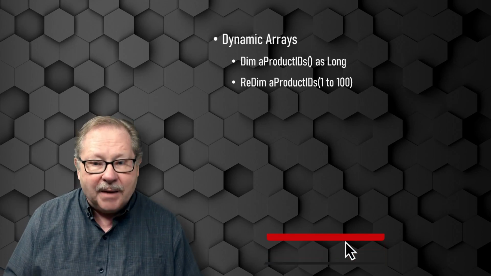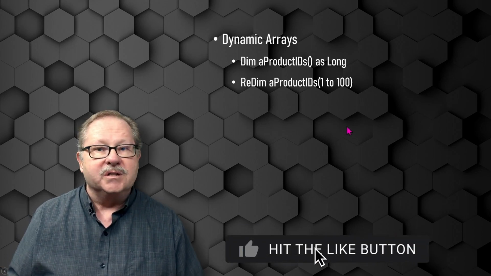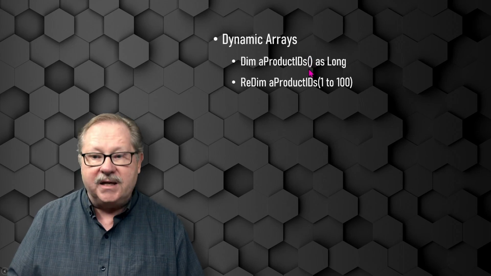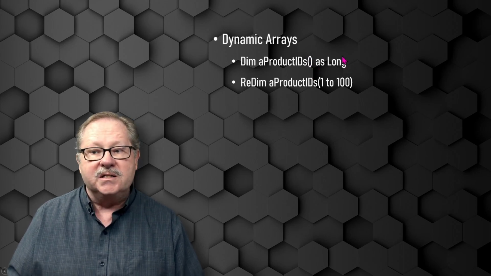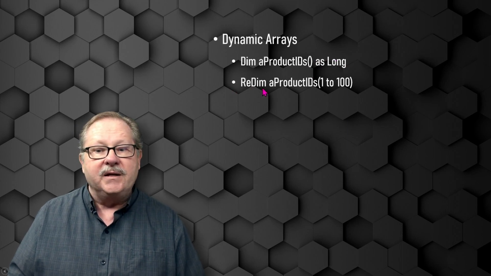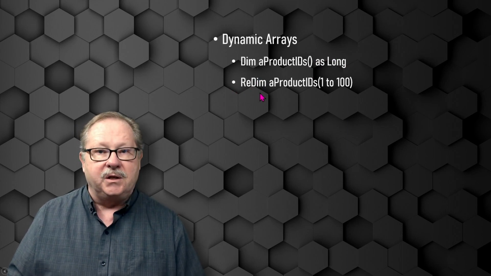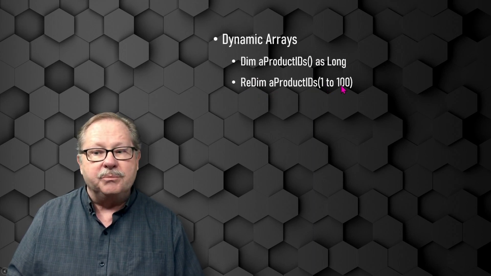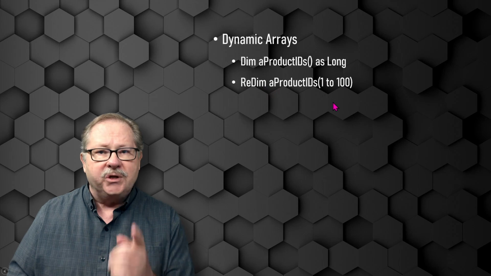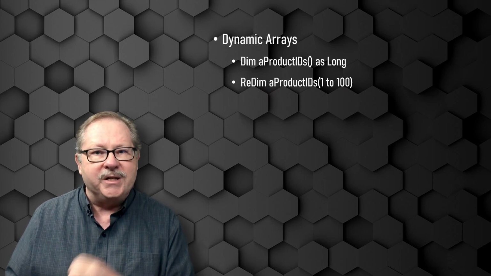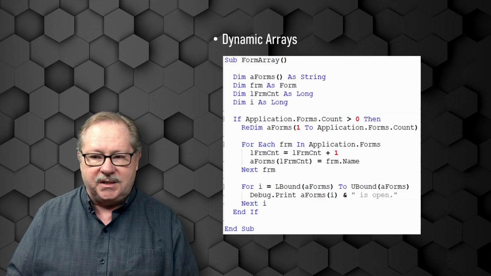So dynamic arrays are dimensioned without a number in the parentheses. And in this case, the number missing is still going to be a long integer here. And then we can use the ReDim keyword to redimension aProducts and actually put the numbers in. And we'll show you an example coming up here of why we would want to redimension something. I'll show you an example.